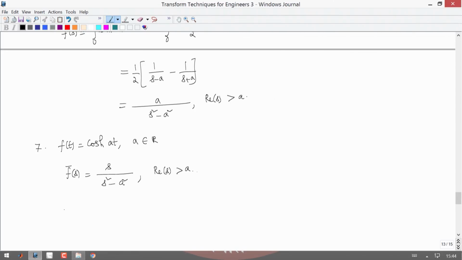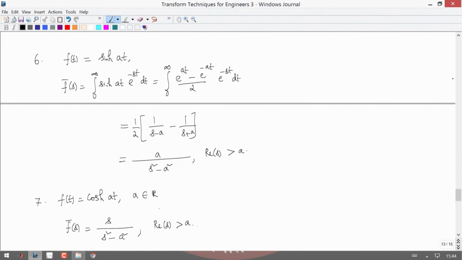Once you know the transform, the inverse transform follows. The inverse transform of s divided by s square minus a square is cos hyperbolic a t. And the inverse transform of a divided by s square minus a square is sine hyperbolic a t. Like that you can get.